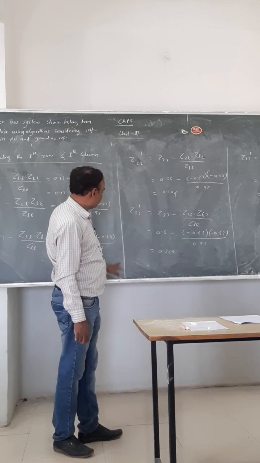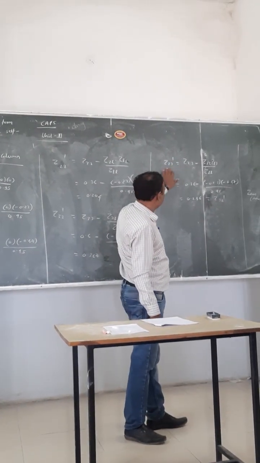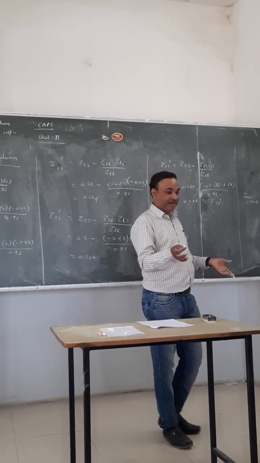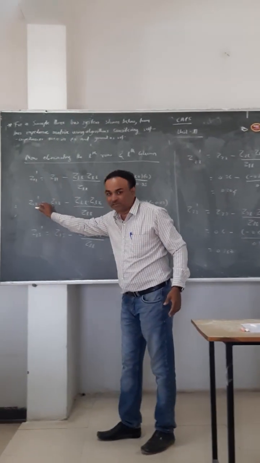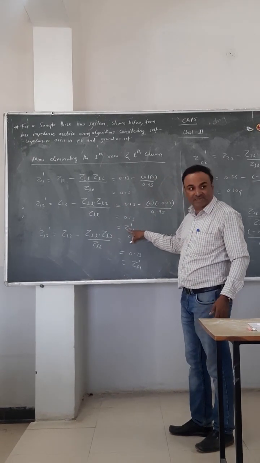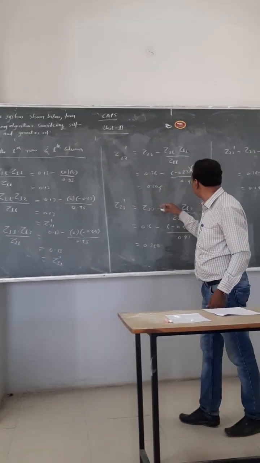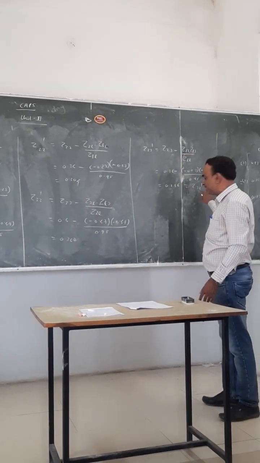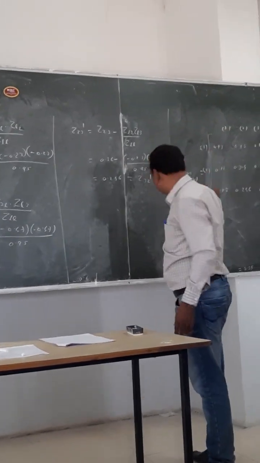Is it clear? Yes. Then we have calculated Z23 dash, and we know that Z23 dash is equal to Z32 dash, so at a time we are getting two values. If we have calculated Z12 dash, then we can directly consider it as Z21 dash. If we have calculated Z23 dash, then that can be considered as Z32 dash. And finally add all these values. So this is the final answer.